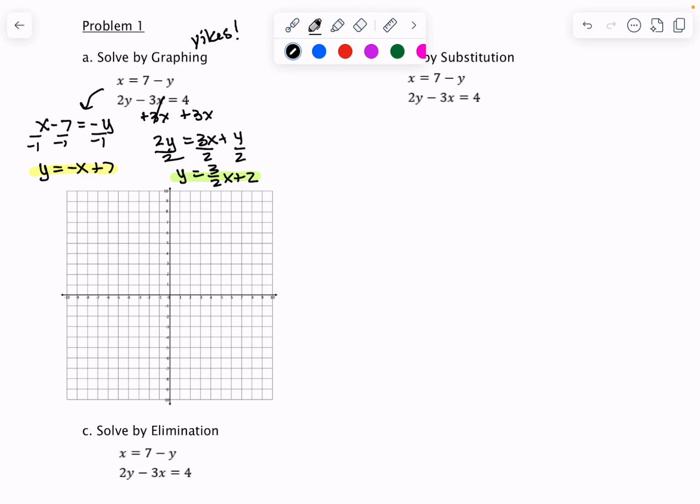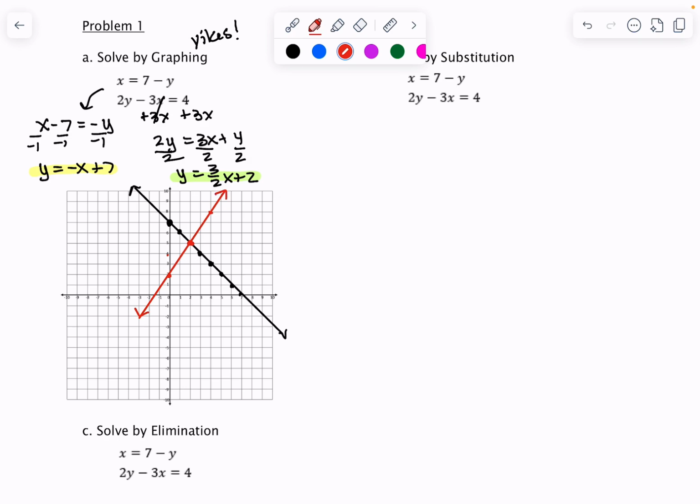y equals negative x plus 7. I'm going to make a dot here at the 7. Go down 1 over 1, and it's negative. Connect my dots here. Make a nice, neat straight line. And then I'm going to do the other one. Make my point at 2 and go up 3 over 2. 1, 2, 3, and boom, there's my point of intersection right there.